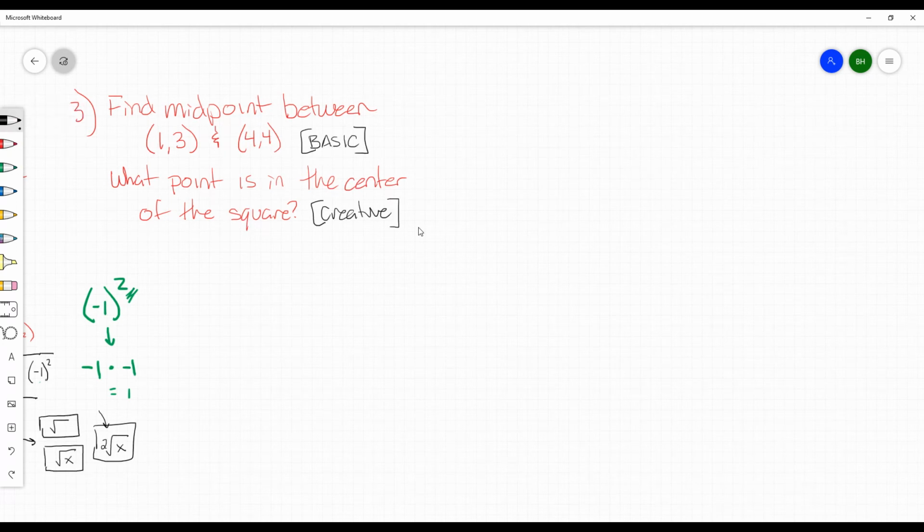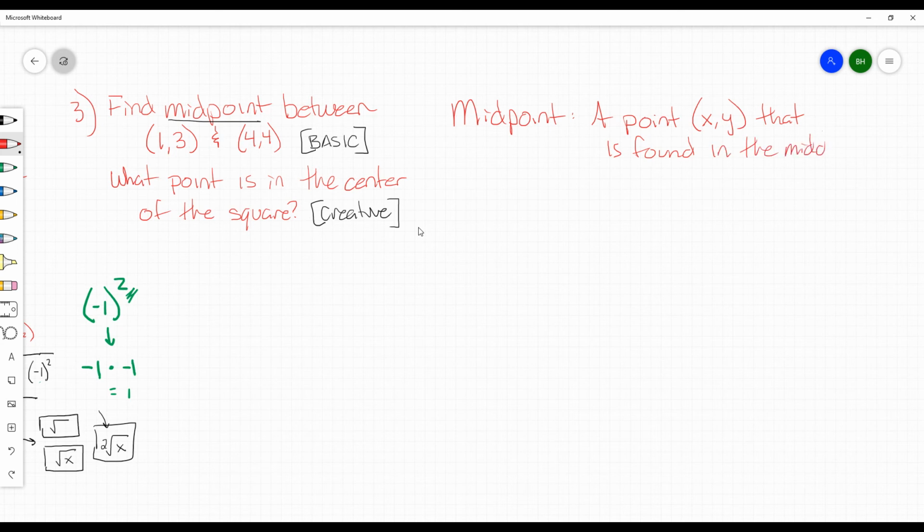Okay. So the midpoint is actually going to be exactly what it sounds like. It's going to be the midpoint. So the midpoint is going to be a point. It's not a single value because you're going to have an x and a y term that is found in the middle between 2 points.